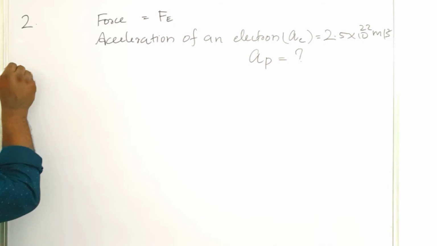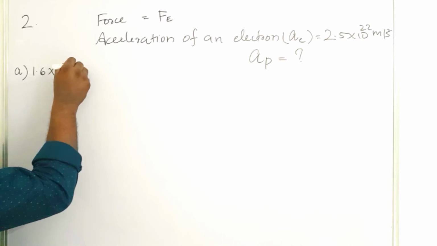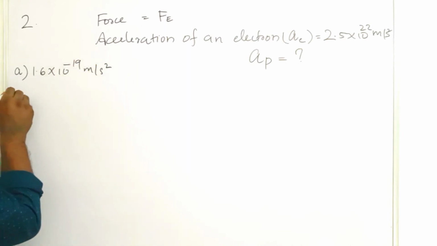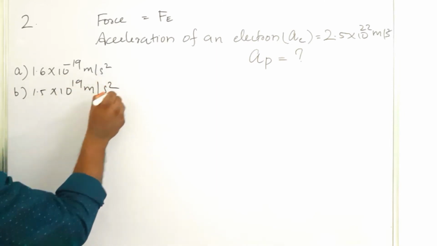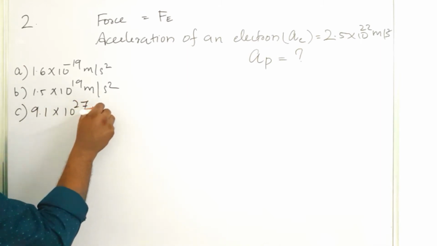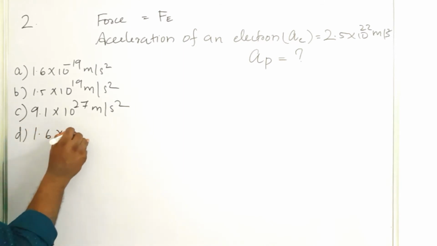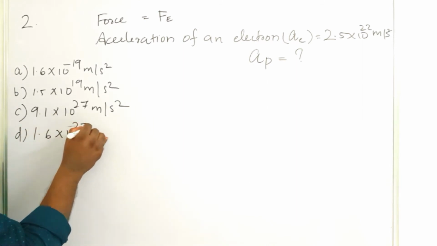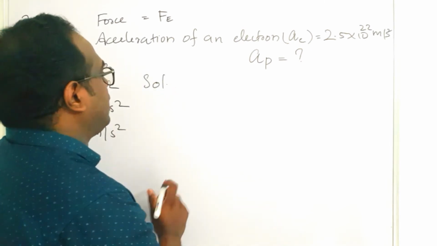Option A, 1.6 into 10 raised to minus 19 meter per second square. B, 1.5 into 10 raised to 19 meter per second square. C, 9.1 into 10 raised to 27 meter per second square. D, 1.6 into 10 raised to 27 meter per second square. These are the options. Okay, try this question. Ready? Done? Okay, I'll give you the solution.